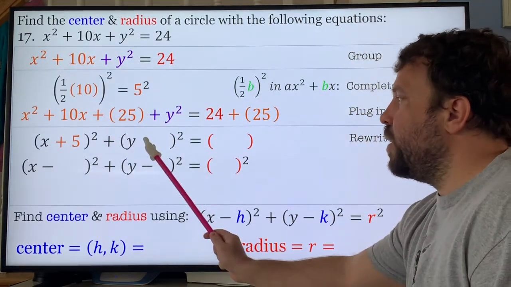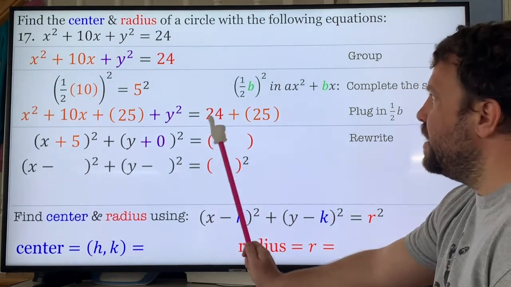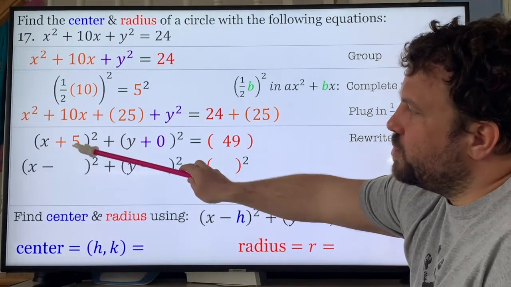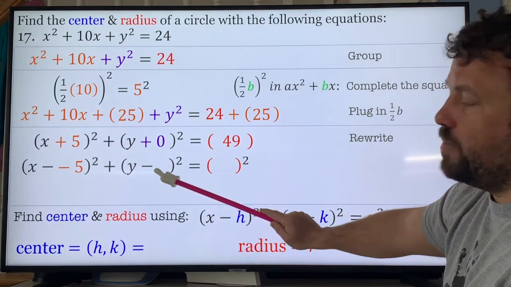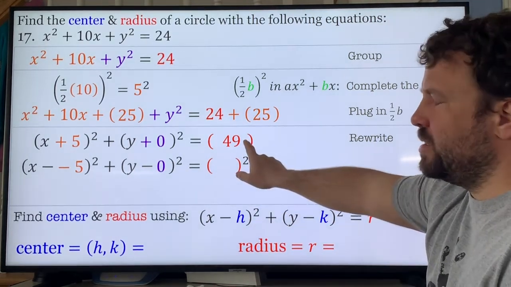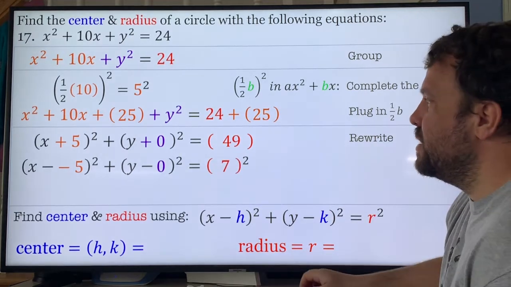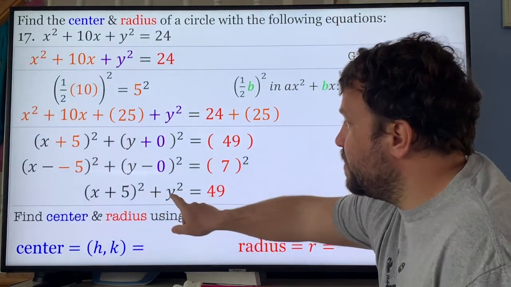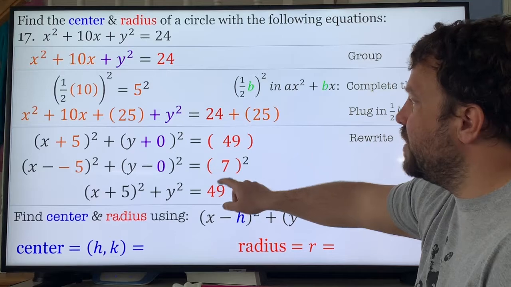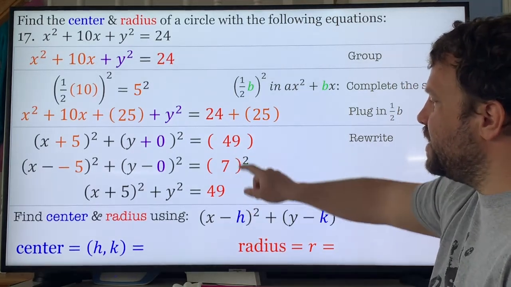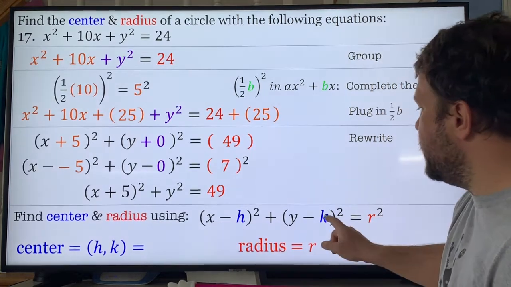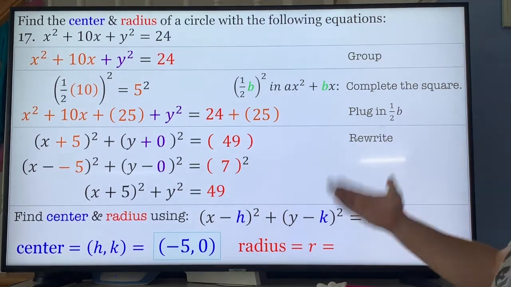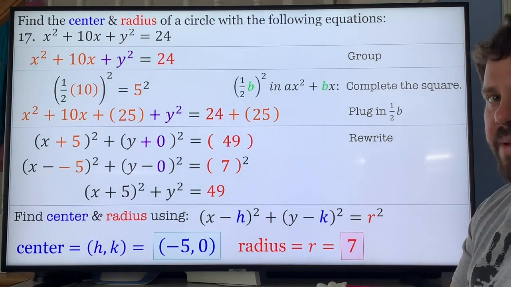(x + 5) squared, plus y squared. You don't even have to put anything there. And equals 24 plus 25, which is 49. In order to put this in the equation, y minus 0, the square root of 49 is 7. If you want to put it into the original circle equation, which you don't have to, it'd be (x + 5) squared plus y squared equals 49. It's the same over here. But we like it in this equation because now we know that h is negative 5, k is 0, and your radius is 7. Negative 5, 0, 7. Wasn't that bad, right?